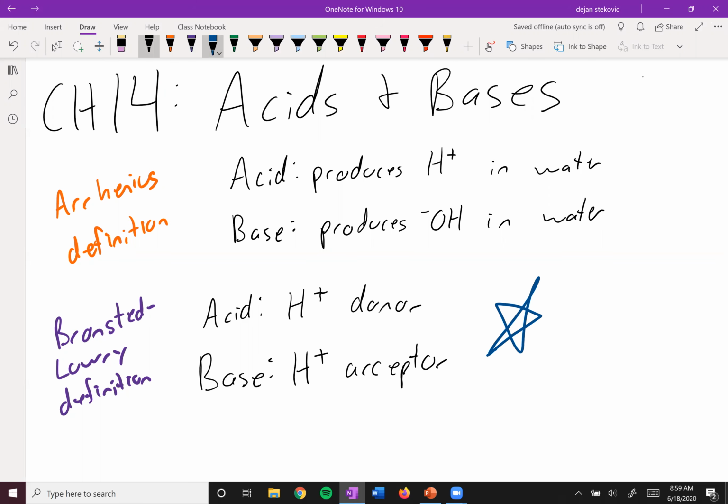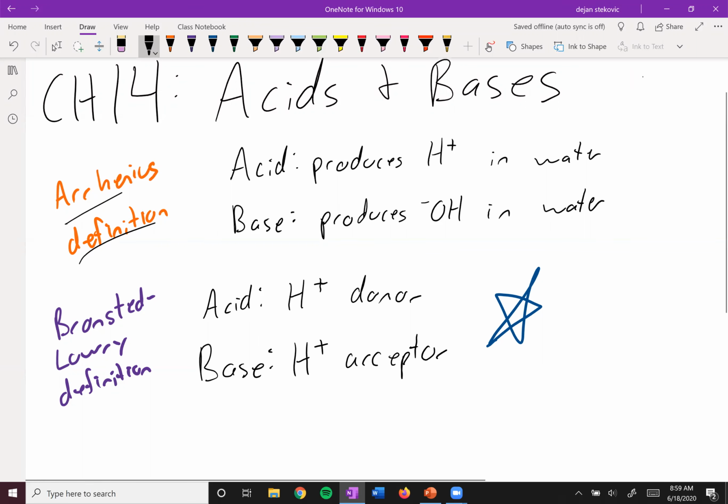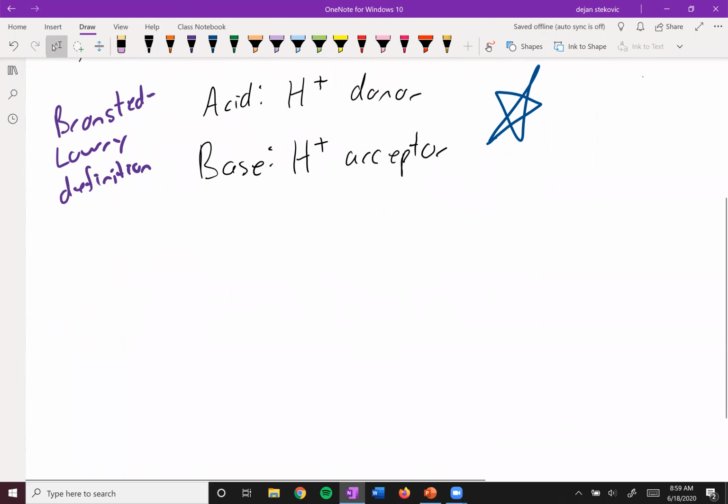Although most of our examples in Gen Chem will still be in water, so they do fit the Arrhenius definition. However, if you move to higher levels of chemistry, such as organic chemistry, you'll be talking about a lot of other solvents other than water. So let's take a look at a basic example.